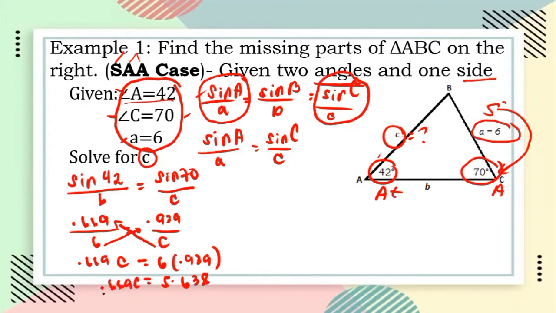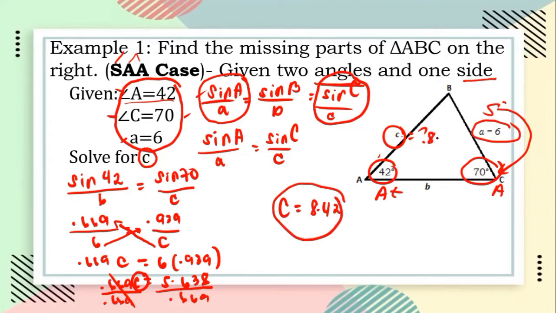Now, to eliminate the number beside C, you have to divide both sides by 0.669. So we already have C here, and let's divide 5.638 by 0.669. We can get the value 8.42. C here is equivalent to 8.42. That's how you solve for the missing measurement of this triangle in the SAA case.